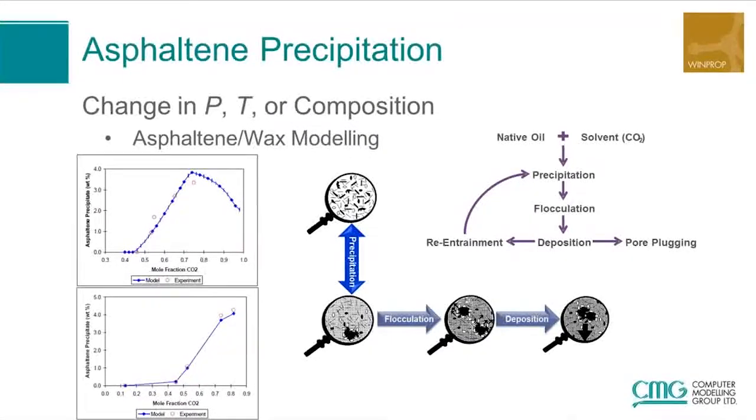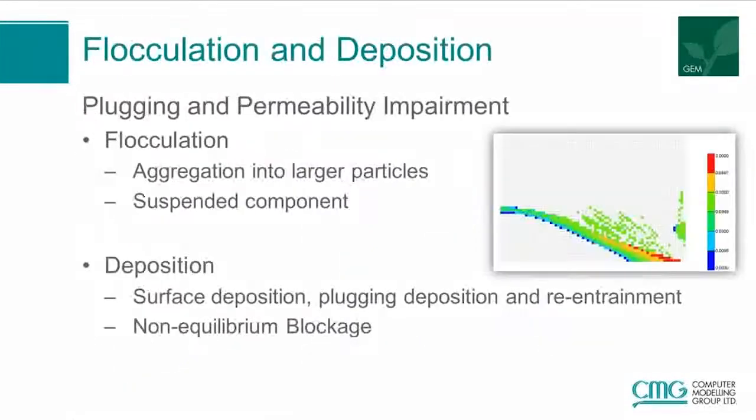When the asphaltene is separated from the oil, there are some other mechanisms related to the deposition of the asphaltene in the porous media. These mechanisms are flocculation and deposition happening in the porous media. In GEM, we can capture the flocculation and deposition mechanisms. Flocculation is the aggregation of the asphaltene particles into larger particles. In GEM you can also model the transport of the aggregated asphaltene as suspended components.